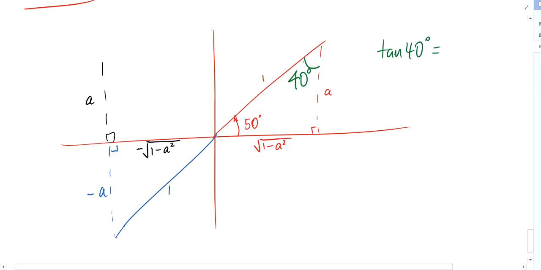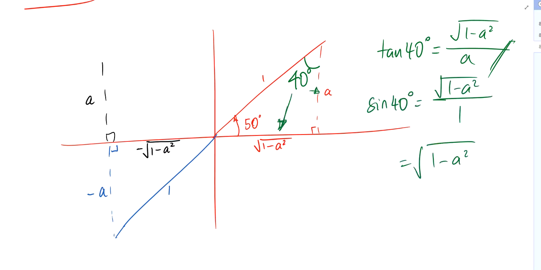Opposite. What is the side opposite the 40 degrees? Square root 1 minus a squared over adjacent. Done. You should look at it from another angle, because you are finding tangent 40. Straightforward?